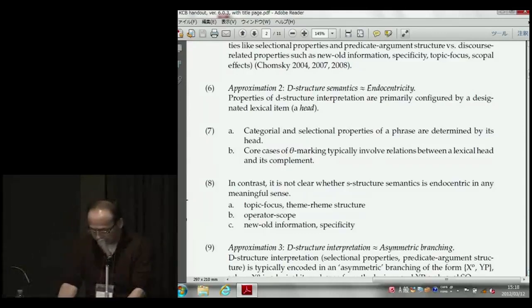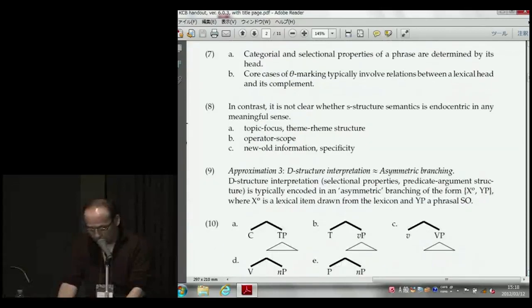In contrast, it is not clear whether S-structure semantics is endocentric in any meaningful sense. What would be the head of a topic-focus or theme-rheme structure, for example? What about the operator scope construction or specificity? There's no simple answer to these questions, but it seems reasonable to say that there's little evidence to stipulate headedness or endocentricity for these S-structure interpretations.